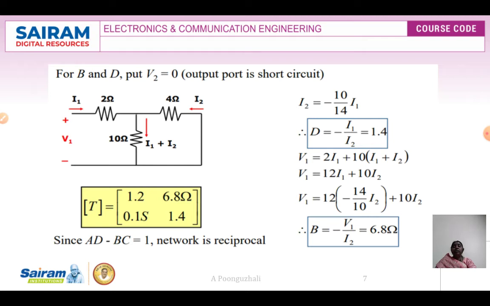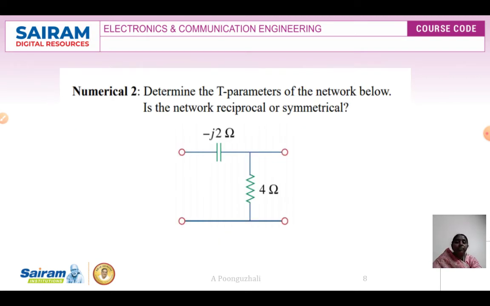So D value is nothing but, or otherwise they can use straight away a current divider rule. So if they use the current divider rule, D is equal to minus I1 by I2, which is equal to 1.4. So next we want to find out your B value. To find out this B value, we are going to write V1 is equal to 2I1. Write your KVL equation: 2I1 plus 10 into your I1 plus I2. Then if you simplify it, B is equal to minus V1 divided by I2. That is nothing but 6.8 ohms.